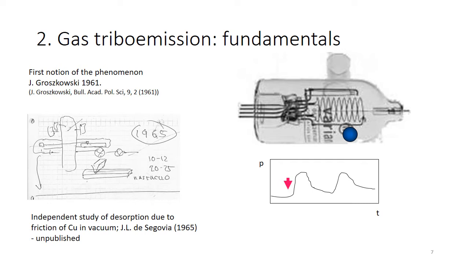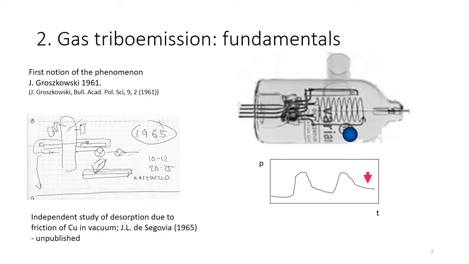The first mention of the phenomenon of gas emission by friction probably dates back to 1961, to one of the very famous professors and researchers of vacuum science, Professor Groszkowski, who observed that when a glass ball moved inside a vacuum gauge, the pressure went up and down, and this pressure variation corresponded exactly with the motion of the ball. He supposed that this phenomenon is caused by local frictional heating at the interfaces.